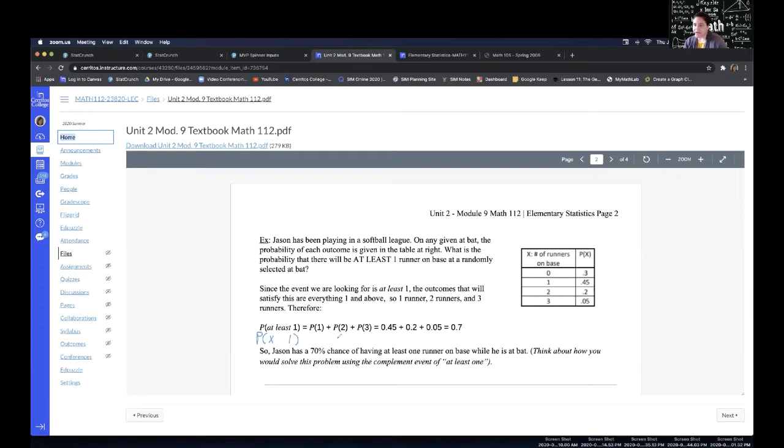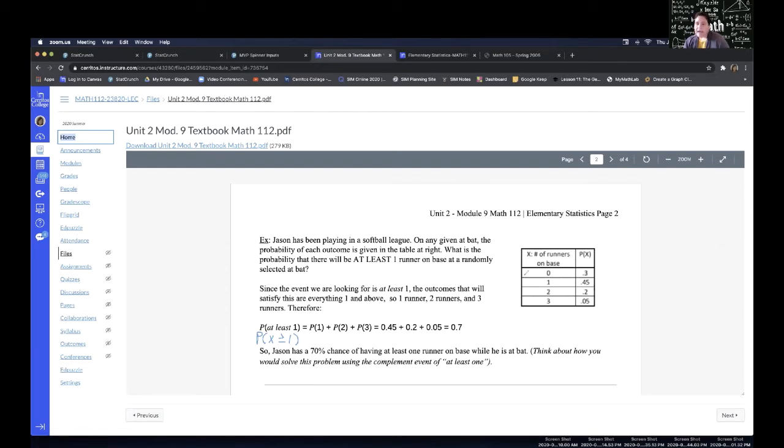At least 1 means, can it be 1 if it's at least 1? Yes, so it can be equal to 1. And then would it be 0? Is 0 at least 1? No, because at least means 1 is the lowest, and I'll take everything up. So I'd want you to be able to write this as X is greater than or equal to 1.